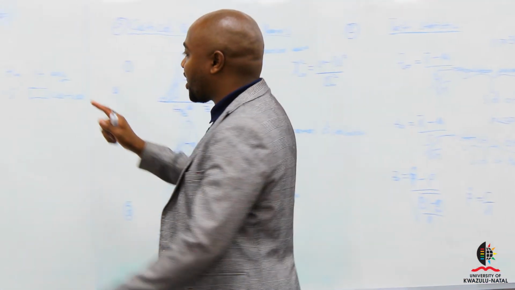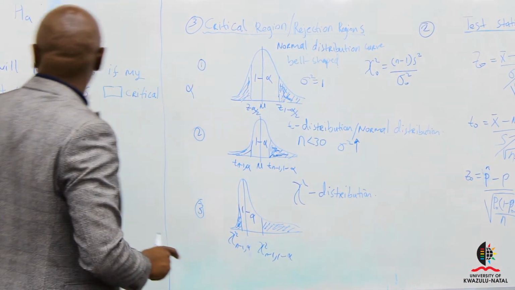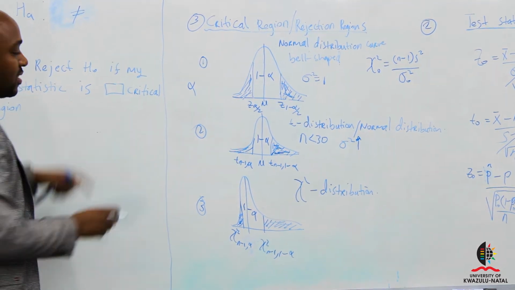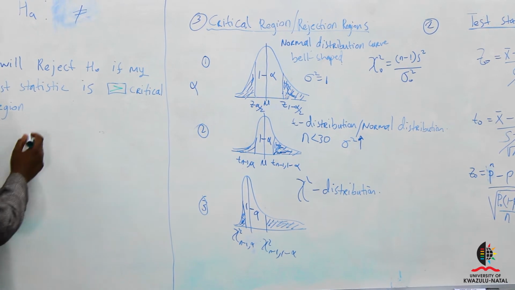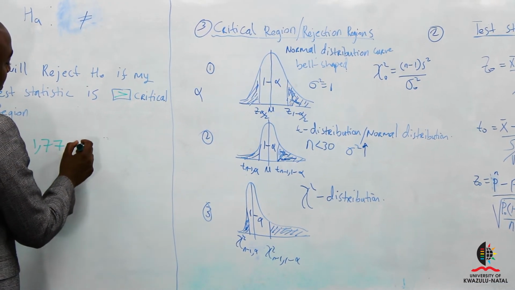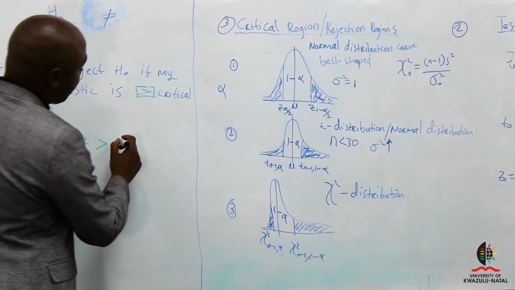We go to our rule. I will reject H naught if my test statistic is greater than the critical region. What is your test statistic? 1.77 greater than, what is your critical region?